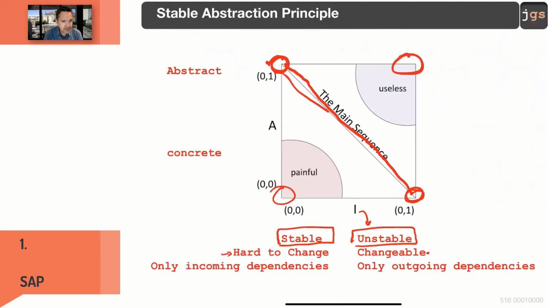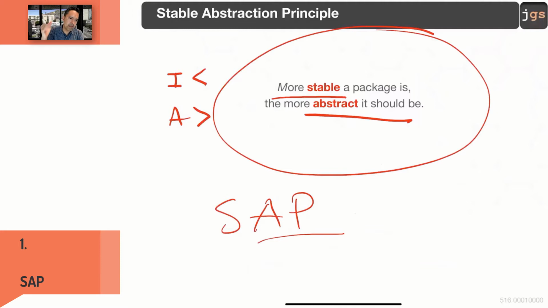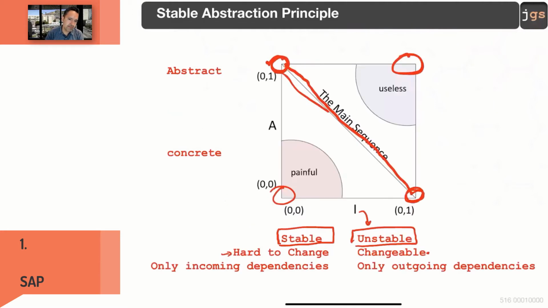If you notice, the zones that are bad are those in which the values are the same, 0, 0, or 1, 1. For one reason or another, painful, useless, whatever. But if they are the same value, we have something that is not good. Stable abstraction principle, SAP. In one line, that is the definition, the explanation, the picture, the 2D scenario, and now you know how to calculate the numbers.